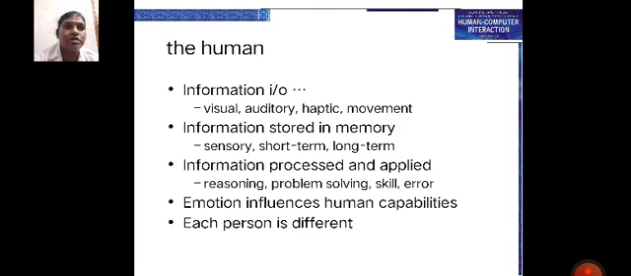So information is processed and applied. After the information is stored, we will process it and apply that processed information to reasoning, problem solving, skill, and errors. Basically, humans have different types of emotions which influence people. Each person is different and each emotion will be different, and the output of this also will be different, which are the touch, hear, and visual aspects of human computer interaction.